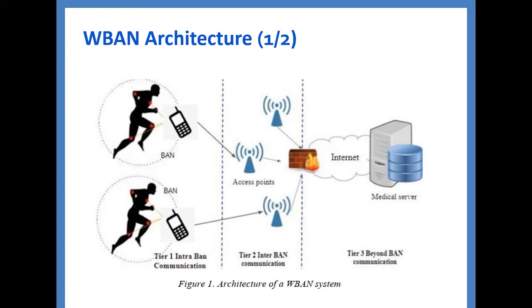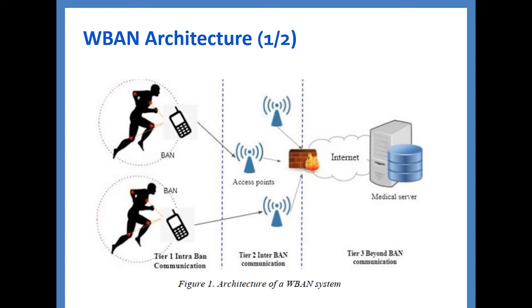WBAN architecture. This is the simple illustration of wireless body area network architecture. Here, this wireless body area network adopts the multi-hop centralized architecture in which the hub node acts as a gateway between the sensor node and medical server. Here, this hub node collects all the physiological information from all the sensor nodes and transmits it to the medical server through wireless communication technologies like internet or intranet.